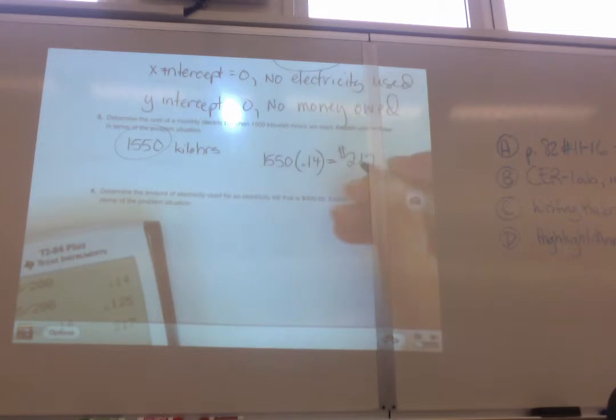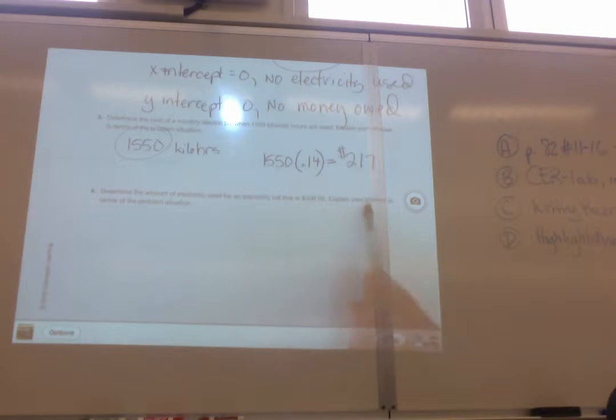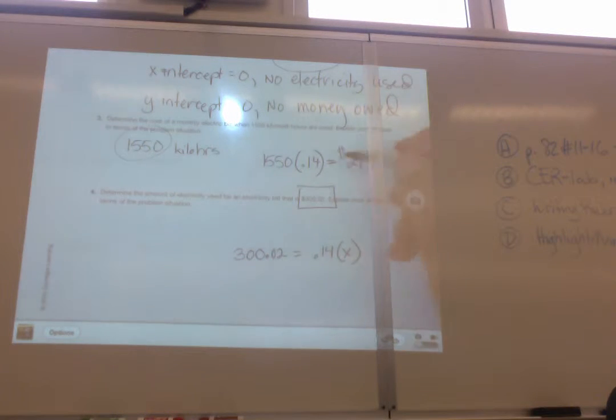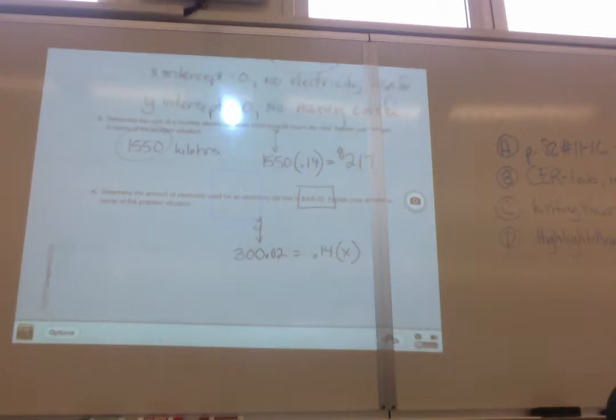217 is this person's PG&E bill. Determine the amount of electricity used for this bill. Oh, so this time we know the bill. 302 equals what you get when you multiply 0.14 times something. Divide. So we're going to have to divide this time. One time they told us what to put in for the x. Second time, they told us what to put in for the function or the y. Here we had to multiply, now we're going to divide.